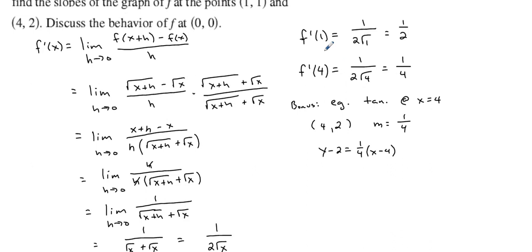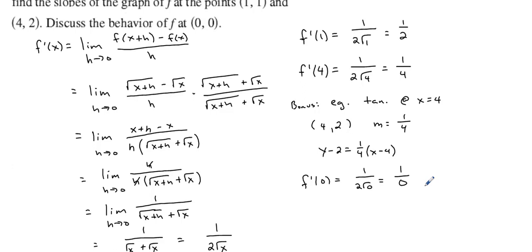All right, so we got the derivative when x equals 1, the derivative when x equals 4, slopes of the tangent lines, we found those, or they could say slopes of the graphs. Now, what's happening at x equals 0? Well, let's find f prime of 0. Uh-oh. The derivative is undefined, which means the slope of the tangent line is undefined.